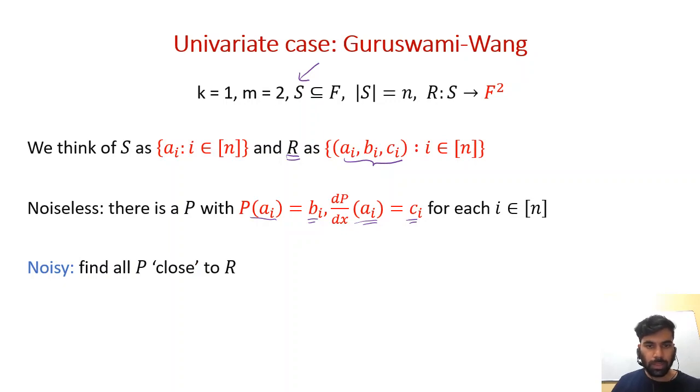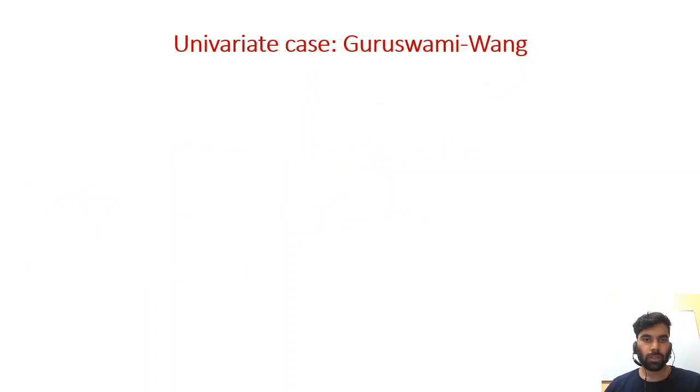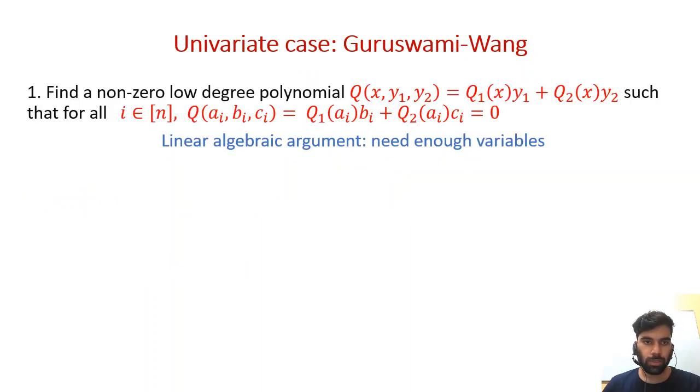But this is not the case. We don't have that. This would have been the case had it been noiseless interpolation. But since we are doing noisy interpolation, we need to find all polynomials P which are close to r. That is our setting. And the closeness, we by now know what that means.